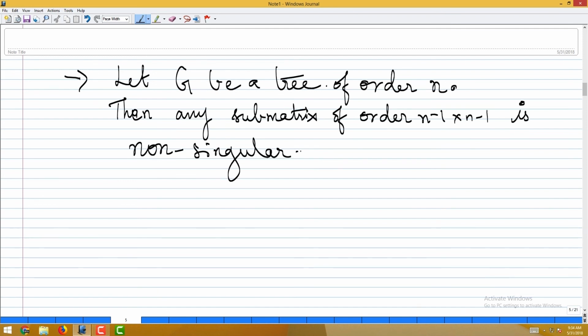So, we know a tree is connected, right. I am not talking about a forest. So, I am talking about a tree. So, it is a connected acyclic graph on n vertices.